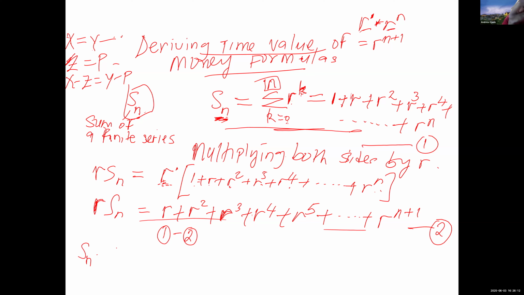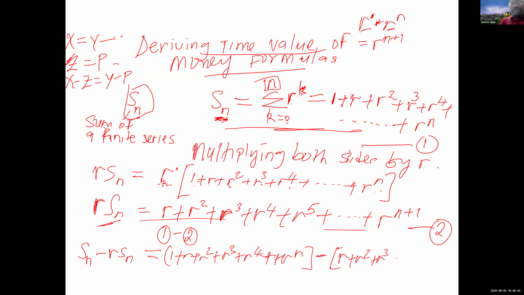I'm going to subtract from it r times Sn, which is the left-hand side of equation 2. Then that must equal the right-hand side of equation 1, which is 1 plus r plus r squared plus r to the power 3 plus r to the power 4 up to r to the power n, minus the right-hand side of equation 2, which is r plus r squared plus r to the power 3 plus r to the power 4 plus r to the power 5, going up to r to the power n plus 1.